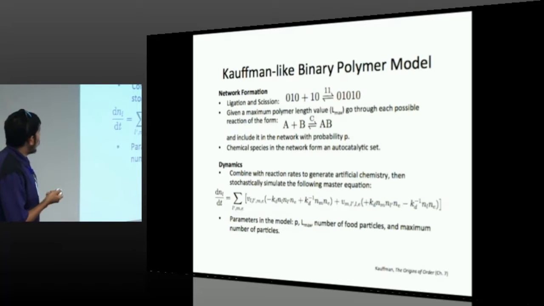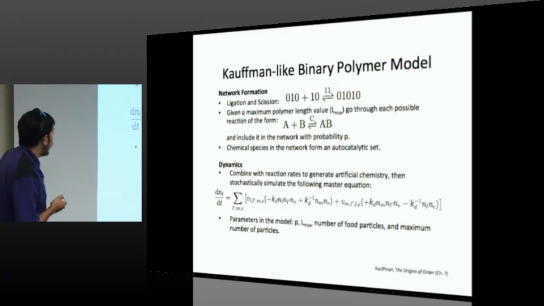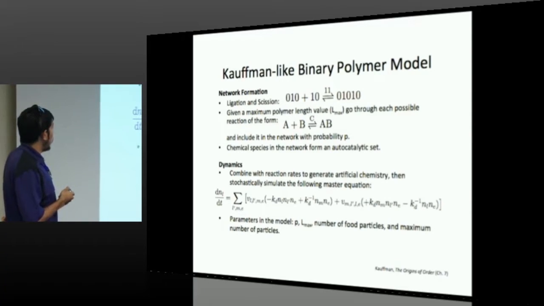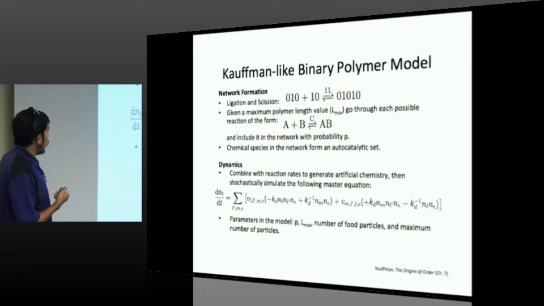To make our network, given a maximum polymer length value, which we call Lmax, which is a parameter in our model, we go through each possible reaction of the form A plus B goes to AB catalyzed by C, and include it in the network with probability P, which is another parameter in the model. And the chemical species in the network form an autocatalytic set, which will be elaborated on in Cole Mathis's talk preceding mine.